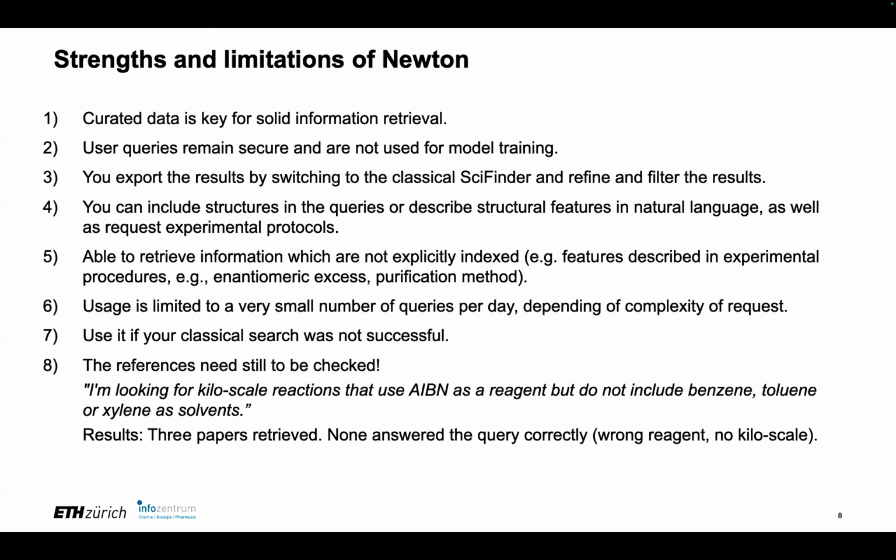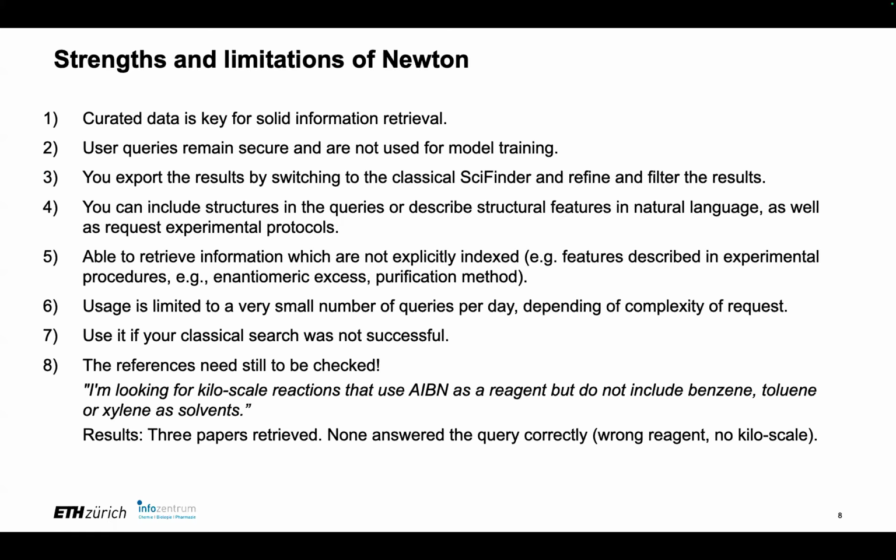So what are the strengths and limitations of Newton? I think having curated data is very important, and Newton uses this database for solitary information retrieval. It's important to know that the user queries remain secure and are not used for model training. You can, as I said, export the result by switching to the classical SciFinder and then continue with the filtering and refinement as you are used to with the classical SciFinder.